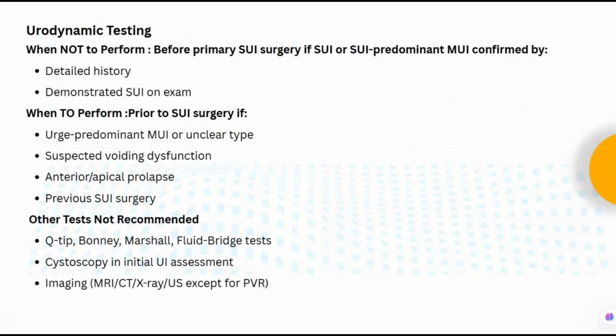It is done prior to surgeries if there is urge predominant mixed urinary incontinence, or if it is unclear, suspected voiding dysfunction, or there is an anterior or apical prolapse, or there is a previous SUI surgery. These are the four indications you remember, because if the scenario involves any of these conditions, the test of choice will be the urodynamic test.